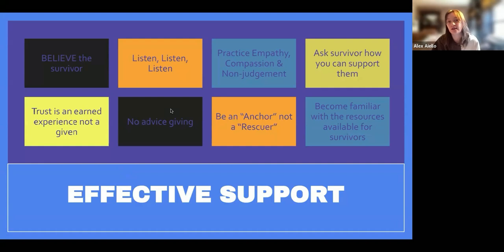No advice giving. Be an anchor and not a rescuer. We don't want to go into a situation like this with a savior complex or trying to be a savior for someone. We're really trying to be an anchor in reality and in the value that no one deserves to be in a relationship like this and have their power taken away. And then, of course, become familiar with resources available to survivors, but knowing where you can direct someone can be a really helpful tool in supporting them.